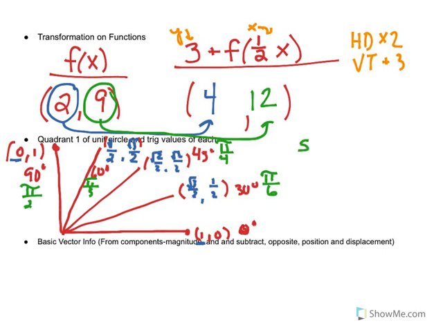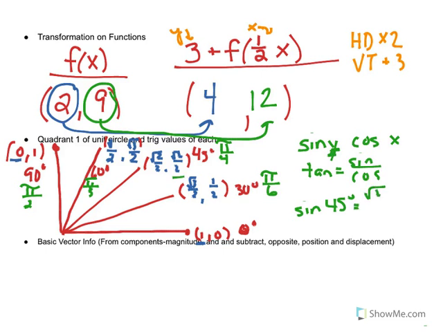So you can remember from this chart, sine is Y, cosine is X, and tangent equals sine over cosine. So I can find any value I need using that information right there. For example, if I want the sine of 45 degrees, I'm going to go to the Y value at 45 degrees, which is radical 2 over 2.